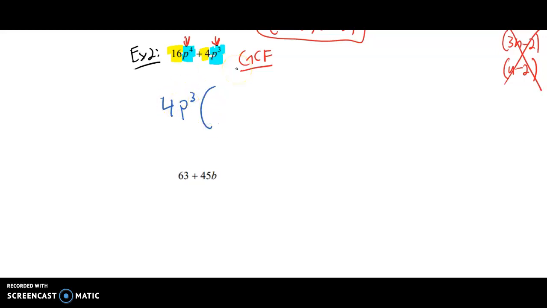4 times what is 16? That's 4. This first guy here had 4 p's. We took 3 away, so it's got 1 left. This one over here was p cubed. We took out all of p cubed, and we took its 4, so it's just a 1 left. You can see that's correct, because if you go back and multiply these, we end up at the original problem.